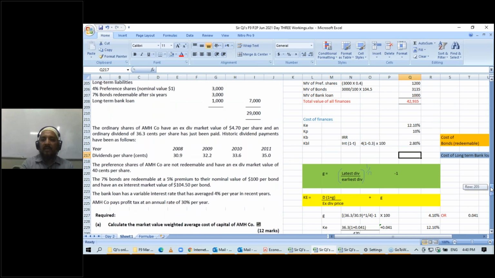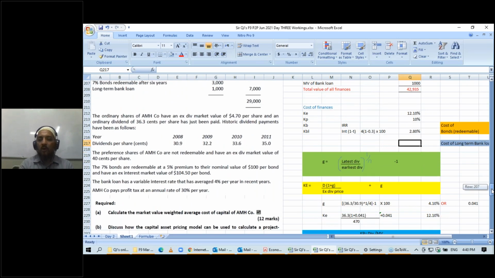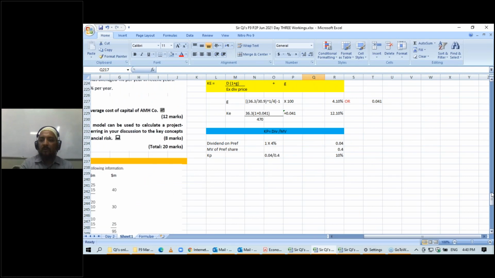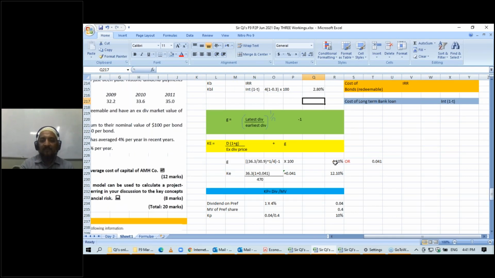So let's calculate now. One of the items is left, and that's the cost of bonds. So the cost of bonds will be calculated as the internal rate of return, the IRR. I hope you remember the formula for IRR. Obviously you would.